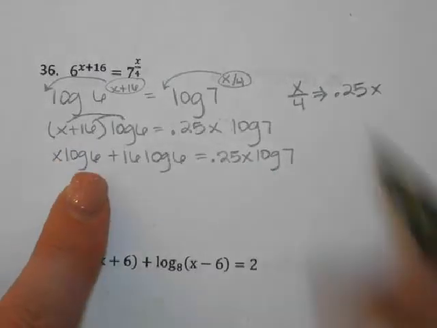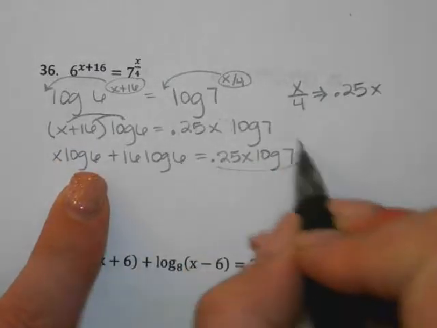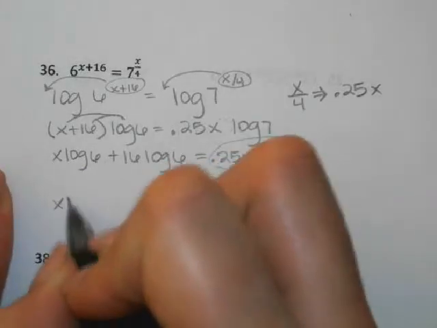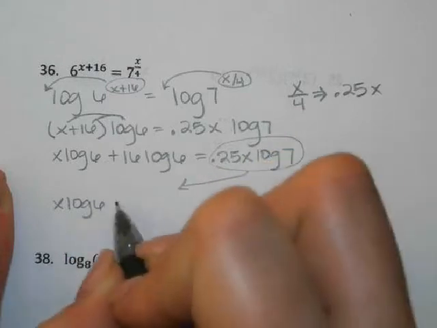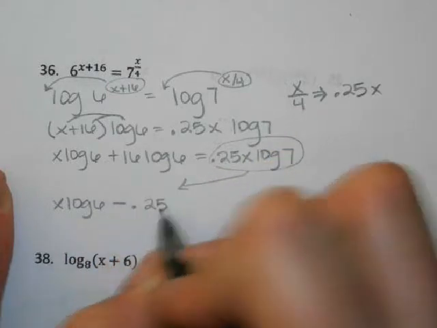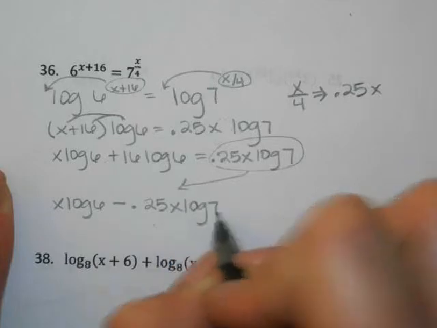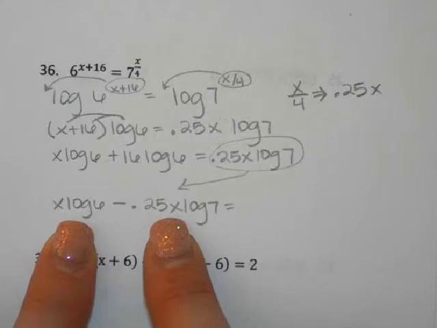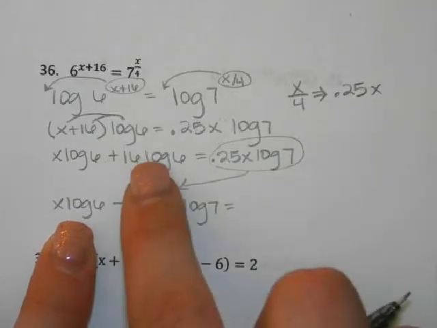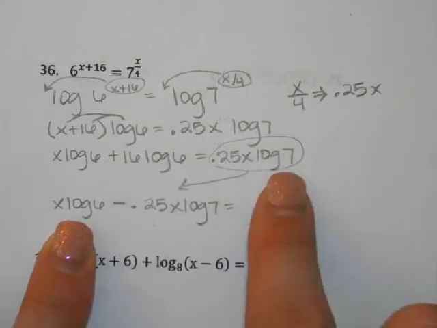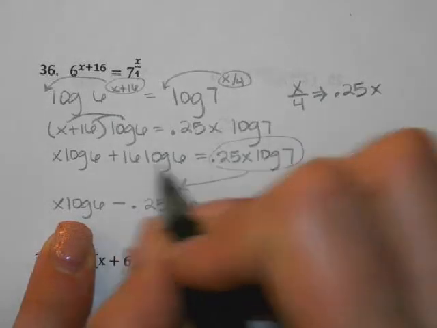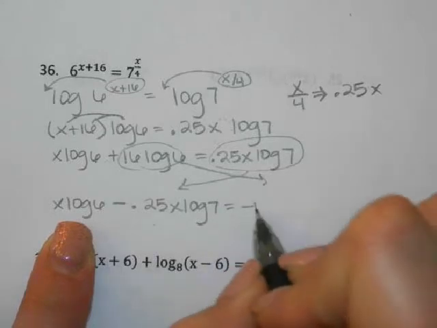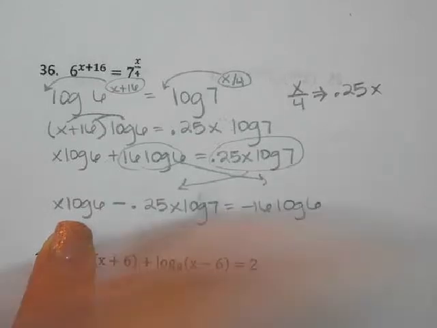To the left side? Okay, so if we do that, that means we're going to take this one and we're going to subtract it over to the left. So I'm going to keep the x log 6, and then I'm subtracting over 0.25x log 7. And I only want the ones with the x's on the left side, so that means that this one, I'm going to go ahead and move over to the right side. So now I'm going to go ahead and take this and minus it over here. So negative 16 log 6.